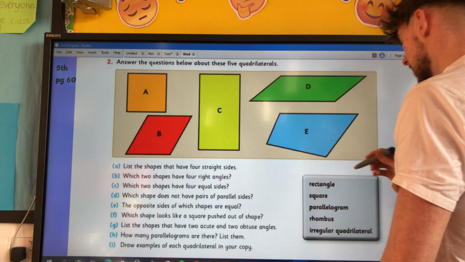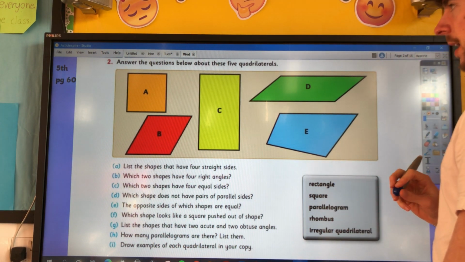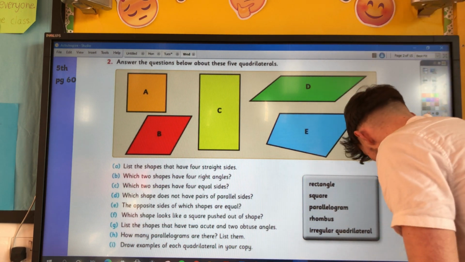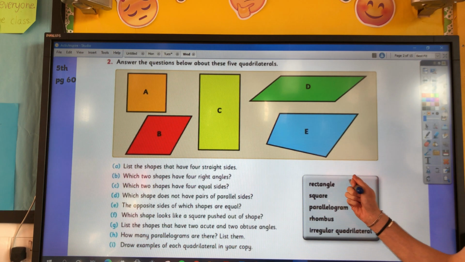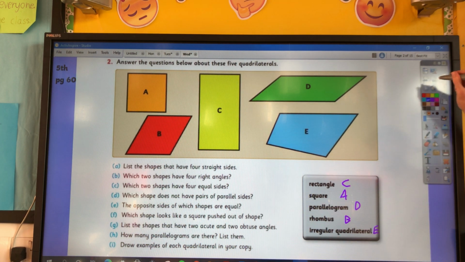They're very easy. And these are the names of our shapes here. So rectangle is which? Rectangle is C. Square is A. Parallelogram is D. Our rhombus is B. And our irregular quadrilateral is E. So answer those questions for me as well, right?